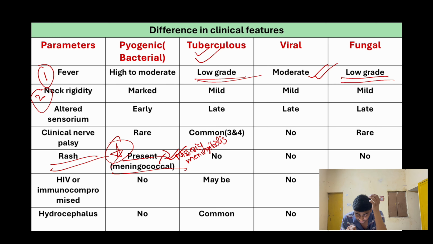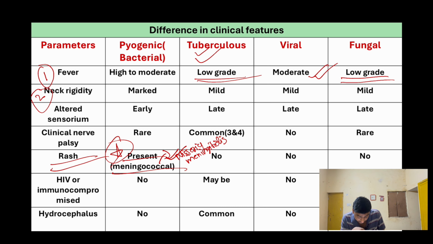In other types of meningitis, tubercular, viral and fungal, rashes are not present, these are absent, only present in meningococcal meningitis. HIV and or immunocompromised. In case of pyogenic meningitis, it is absent. In case of tuberculous meningitis, it may be present, but in viral meningitis, it is absent. In case of fungal meningitis, it is common.